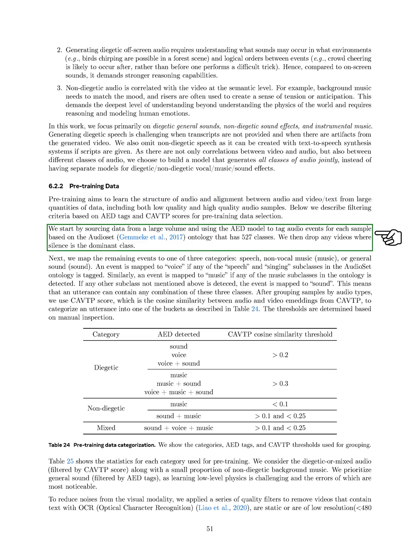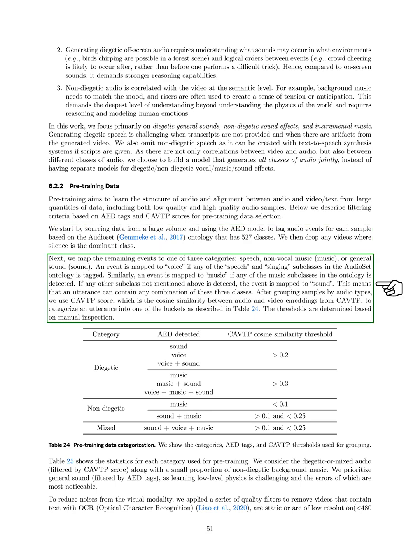We begin by gathering a vast dataset and using the AED model to tag audio events according to the audioset ontology, which has 294 classes. We eliminate any videos where silence is the main audio. The remaining events are categorized into three groups: speech, non-vocal music, or general sound. An event is classified as voice if it includes any speech or singing tags, as music if it contains music tags, and as sound for any other types. This allows for combinations of these categories in an utterance.